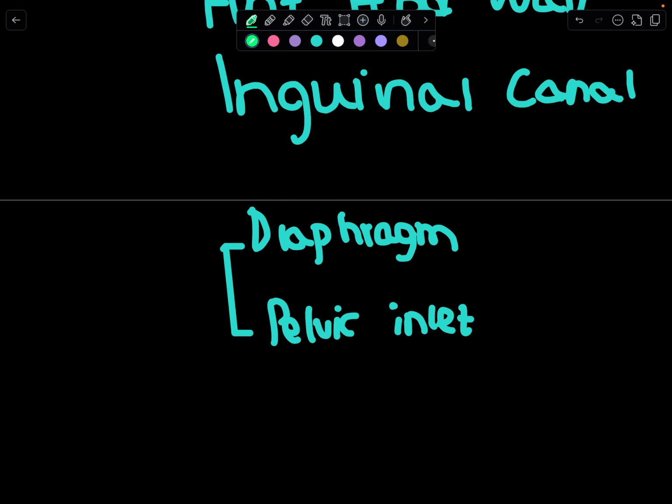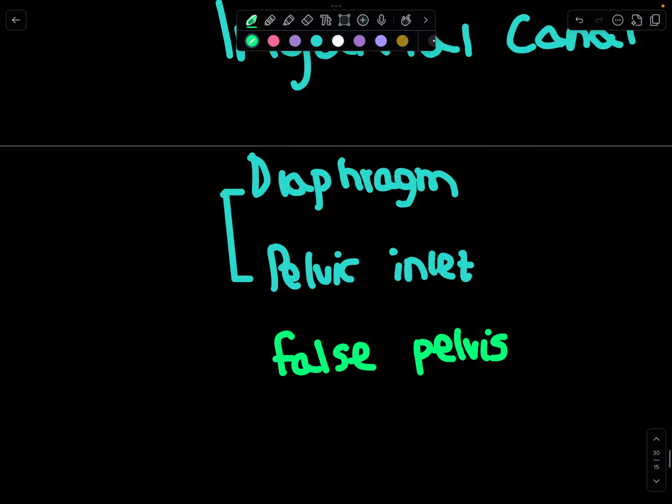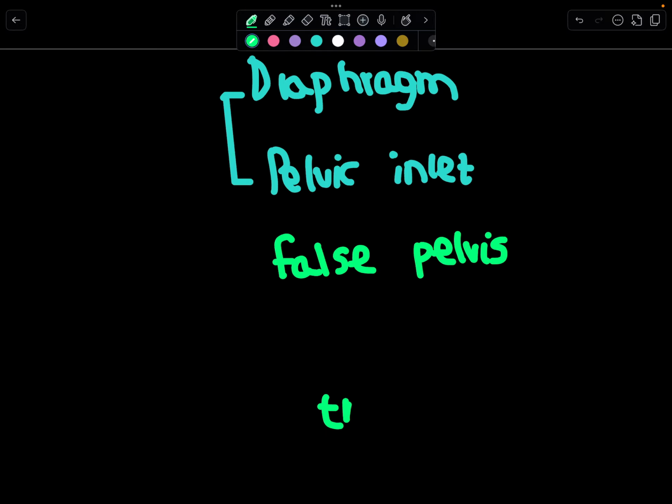No, that's okay. And what's the false pelvis? False and true pelvis. And the pelvic cavity and the abdominal cavity.